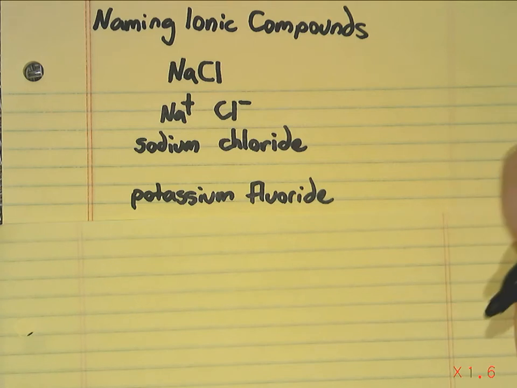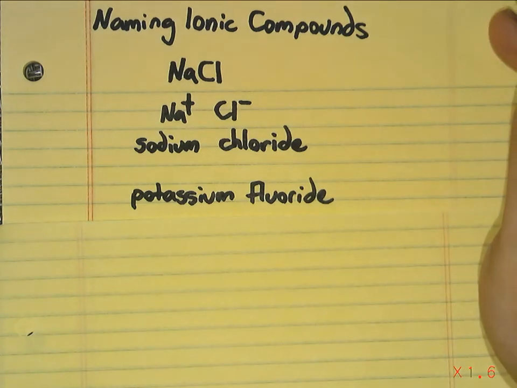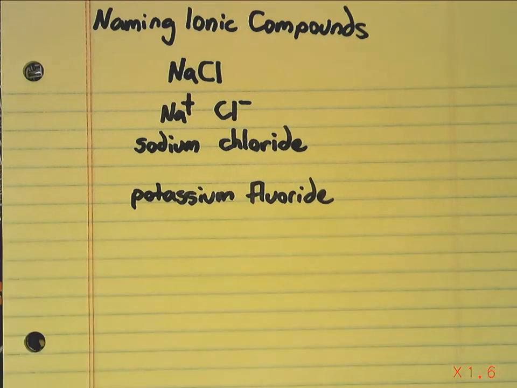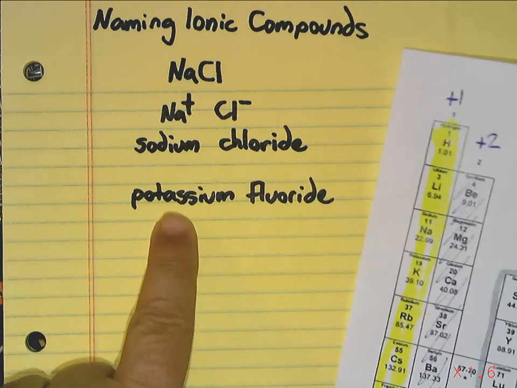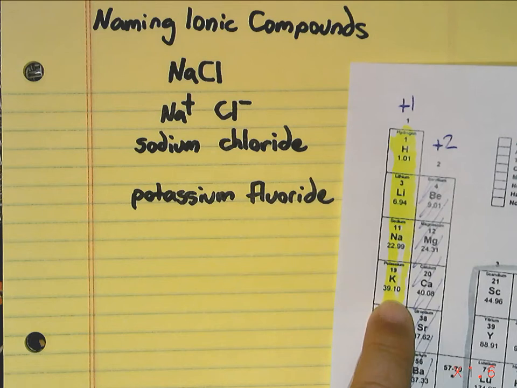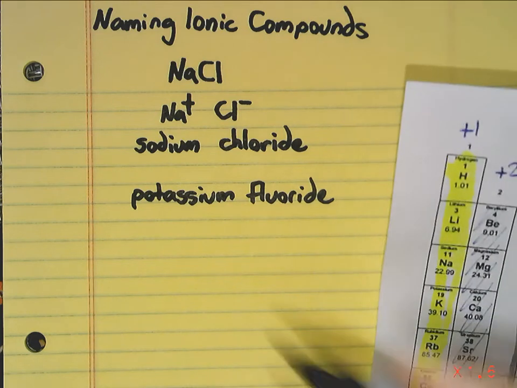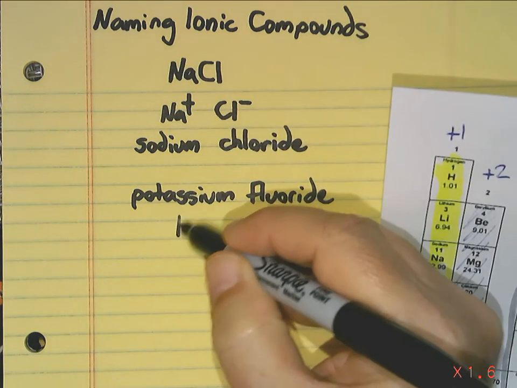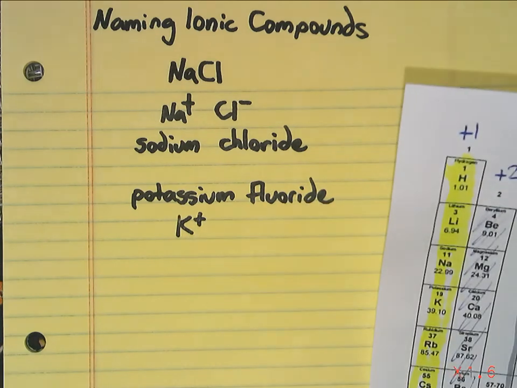Suppose I give you the name and ask you for the formula. Potassium fluoride. All right, well, here's how my process goes. I am going to have my periodic table handy. Potassium. I'm going to look at where that is on the periodic table. There it is. It's in the +1 column. So I'm going to do this process backwards. I'm going to write potassium ion there.